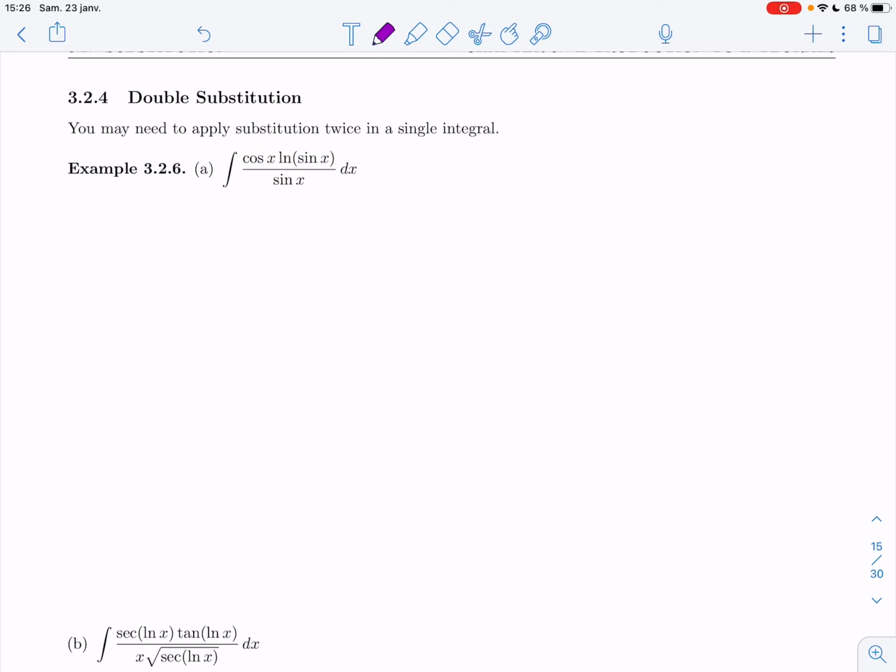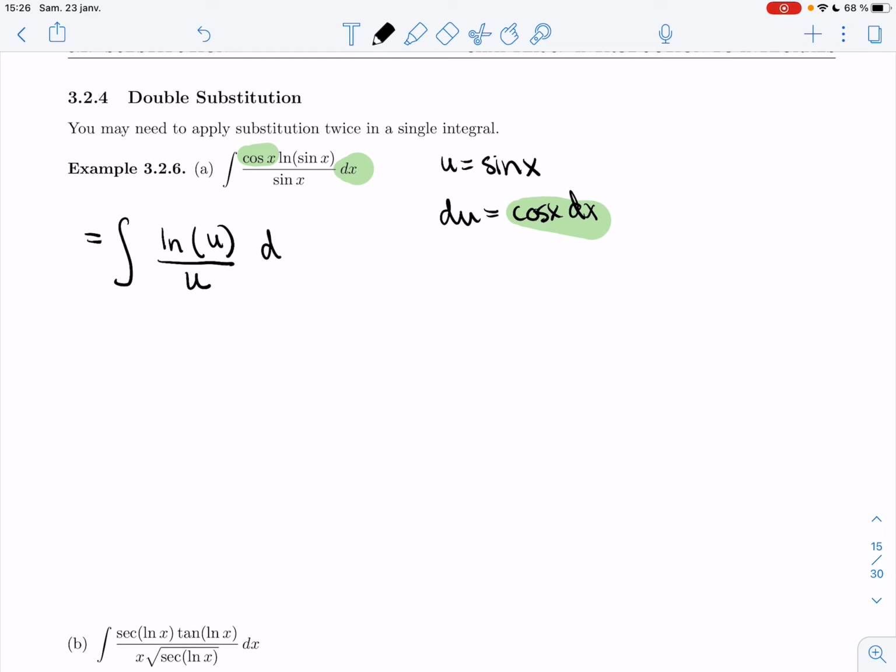So I'm going to take u equals sine of x. du is going to be cos of x dx. So the du will eat up the cos of x and the dx. And so I'll be left with ln of sine of x, which is ln of u. Sine of x in the denominator becomes u, and then everything that I've written in green is going to be du.